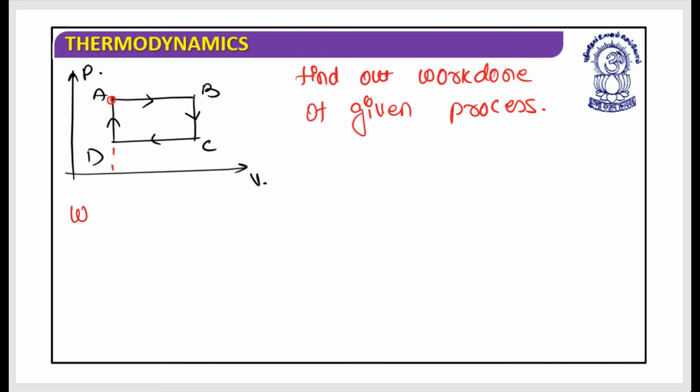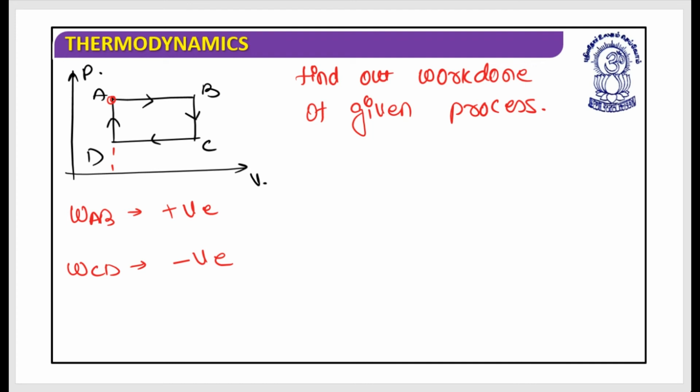So the work done due to AB is positive. The work done due to CD is negative for sure, because AB is an expansion process and CD is a compression process. I hope this is clear.